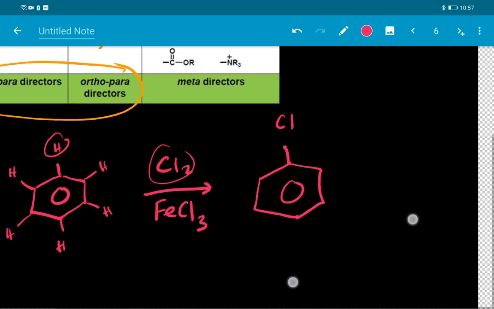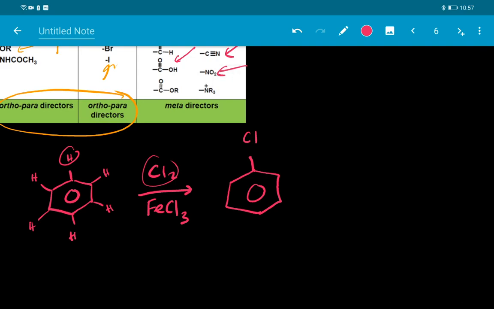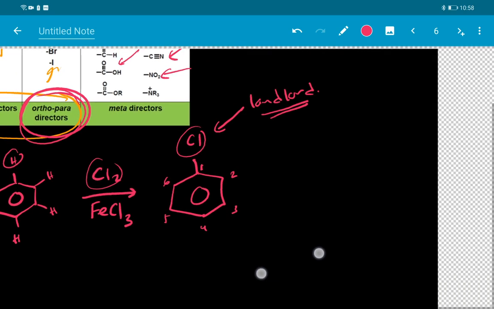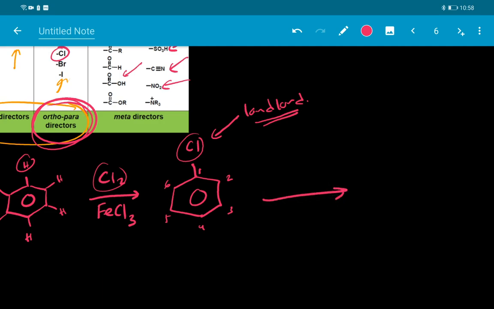Okay, dia akan masuk bilik kosong. So again, the first person who entered the benzene ring will become the landlord. Okay, now the first room has already been occupied. So ada 2, 3, 4, 5, 6. Okay, ada 5 bilik lagi yang kosong. Alright, so chlorine will act as the landlord, and at the same time it is the ortho-para director. So whenever another substituent wants to go inside the benzene ring, it must listen to the chlorine.